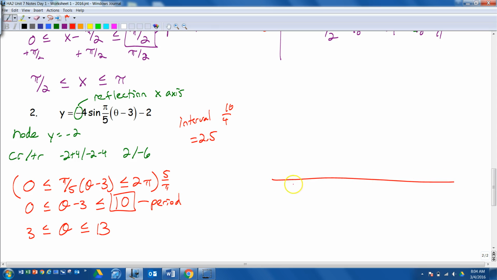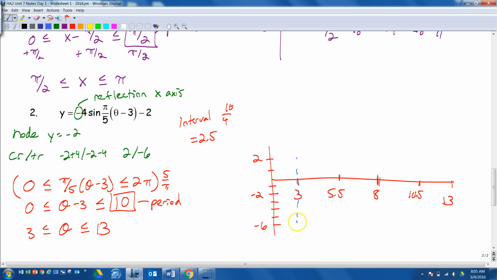So now I can graph this. I'm starting at 3. I'm ending at 13. So we have 2, -2, and -6 are the values I care about. We have the middle, and then we get all our intervals. So the interval is 2.5. So you add 2.5 to 3, and we get 5.5. We get 8. We get 10.5. And then if you add 2.5, you should get 13, which we do.